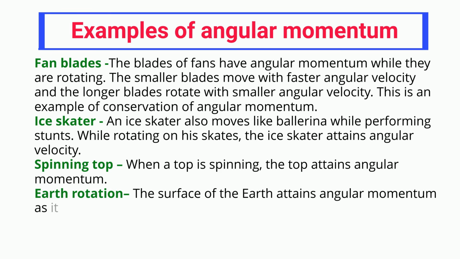Ice skater. An ice skater also moves like a ballerina while performing stunts. While rotating on his skates, the ice skater attains angular velocity. Spinning top. When a top is spinning, the top attains angular momentum. Earth rotation. The surface of the Earth attains angular momentum as it rotates around its axis of rotation.